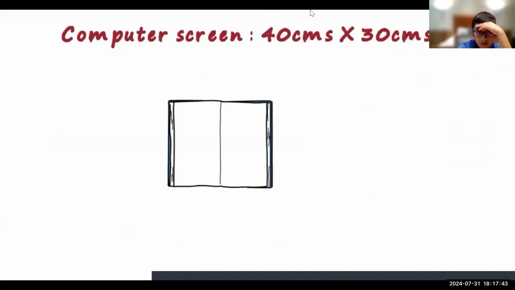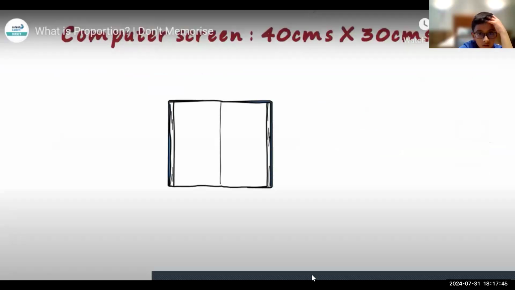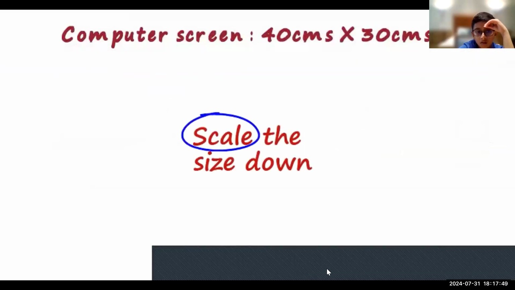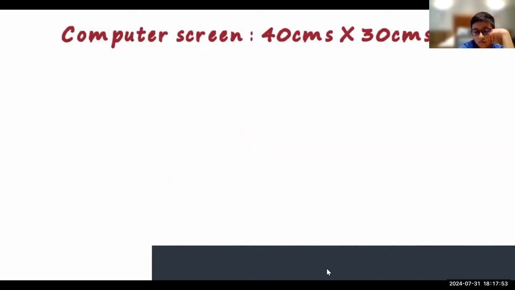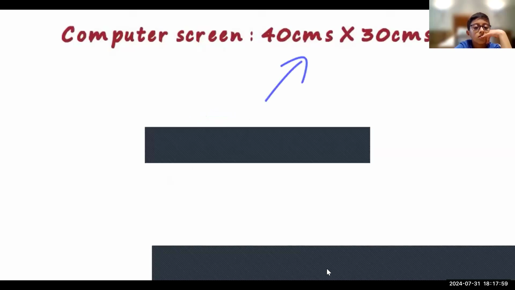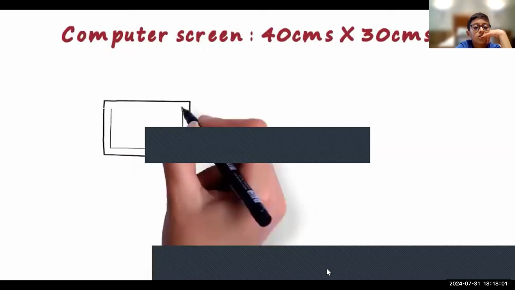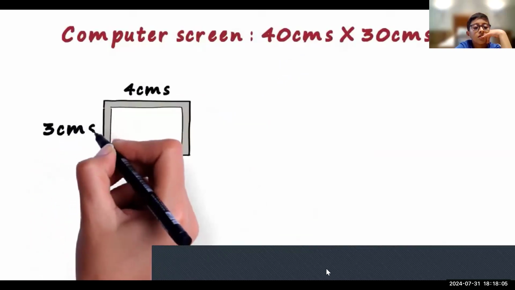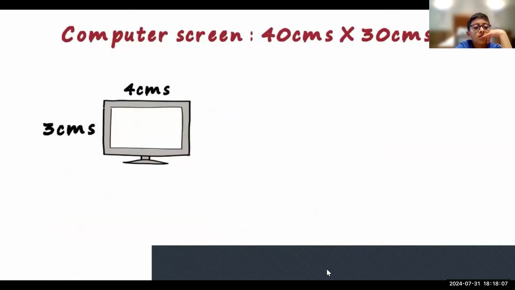Your notebook would be too small for that. So what you do is scale the size down. This term is very important. You scale the size down. It means you draw a smaller figure which is similar to the earlier one. You may draw a small screen like this, with length 4 centimeters and width 3 centimeters. This will fit into your notebook.